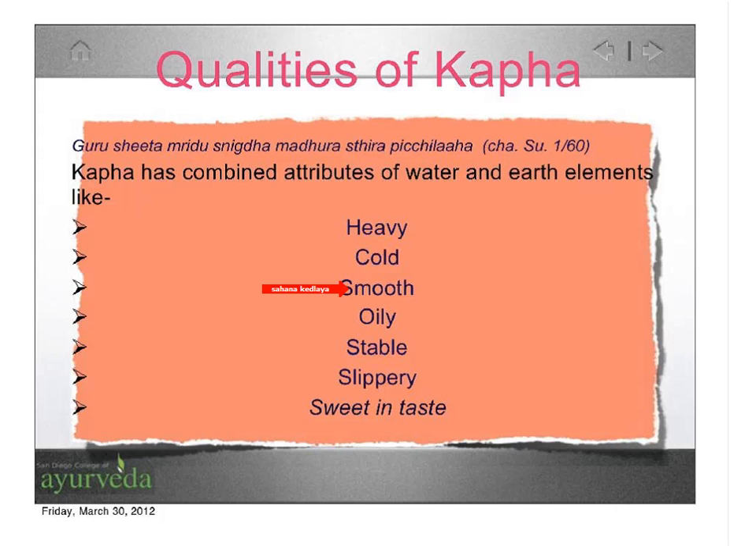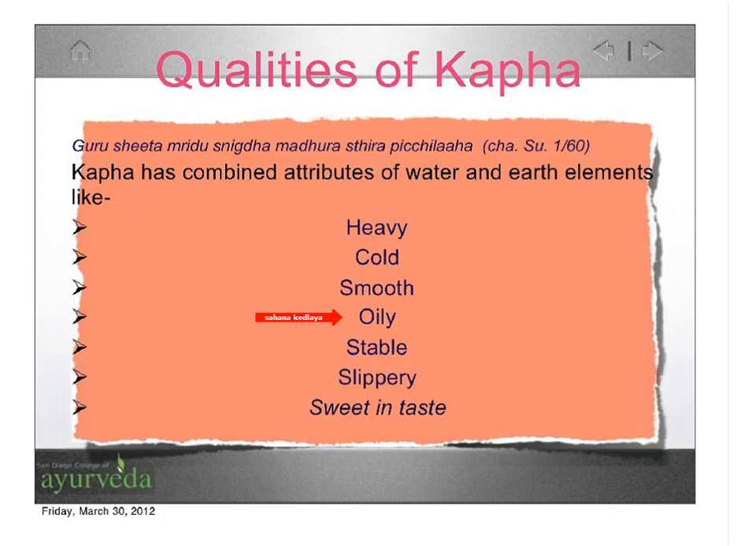The smooth quality, by the water element, is manifested in the body in the form of smooth skin, smooth nails, hair, etc. Also, internally, the smoothness of the GI tract, the mucosal membrane, etc. They are the manifestations of the smooth qualities of Kapha in the body.